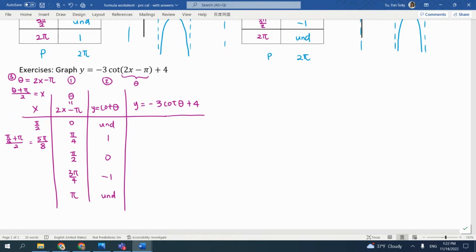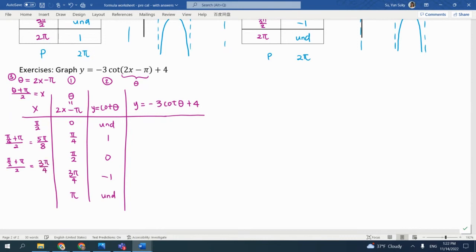Is that okay, everybody? Yes? Okay. When we plug in theta is pi over 2, what's pi over 2 plus pi? 3 pi over 2, right? But when you divide it by 2, what do you get? Yeah, 3 pi over 4.